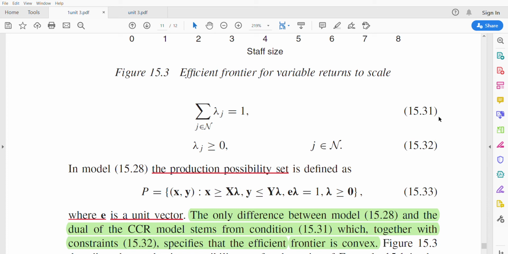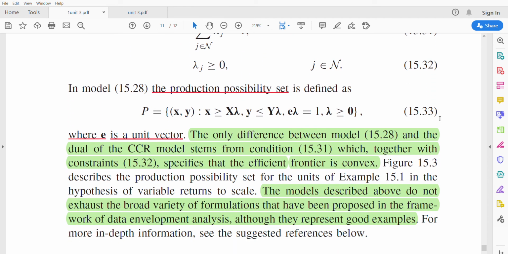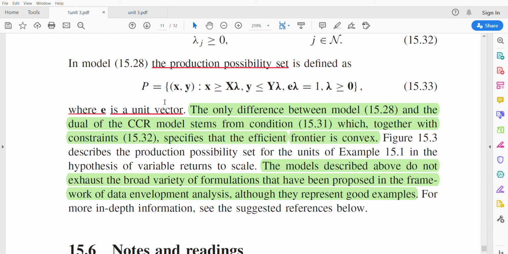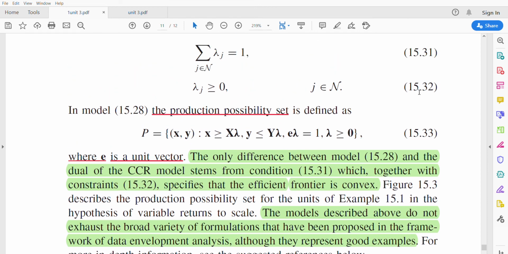Within the scale, in this model the production possibility set is defined as P equal to (x, y) such that x is greater than or equal to X lambda and y is less than or equal to Y lambda, where we also multiply lambda with another variable e, where e lambda is equal to 1 and lambda is greater than or equal to 0. Here e is a unit vector. The only difference between the previous model and the CCR model is this condition, which together with the constraints in the above formula, 15.32, specifies that the efficient frontier is convex.